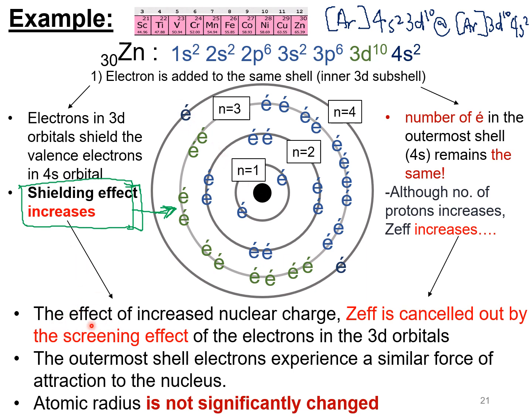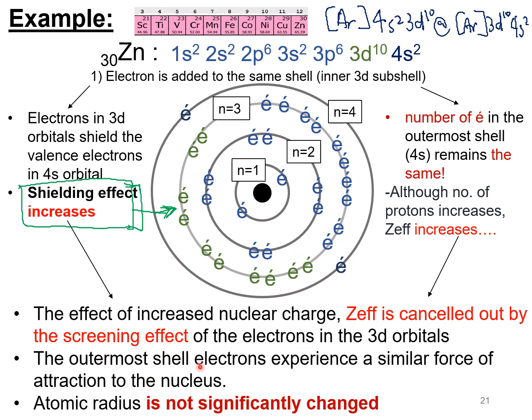So, the effect, because of this, the effect of increased nuclear charge, Zeff, will be cancelled. Although the number of protons increase, Zeff akan increase kan? Tetapi Zeff ni dia akan cancel out by the screening effect of the electrons in the 3d orbitals. Okay? So, apa yang berlaku dekat transition elements ni, although number of proton makin meningkat, Zeff pun akan meningkat, tapi Zeff ni akan di-cancel out by the shielding effect of the electrons in the 3d orbitals.